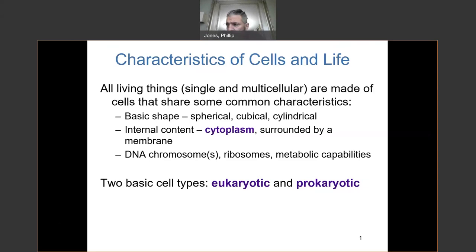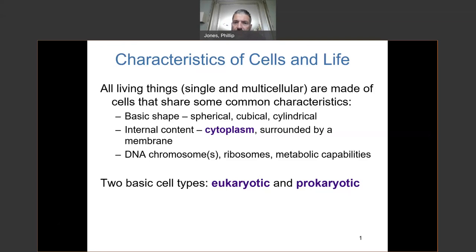So basic shape would be spherical, cubical, or cylindrical. And we'll be talking about shapes of a eukaryotic cell, or shapes of a prokaryotic cell. In lab, for one of your homeworks, there was stuff on bacterial shape, whether it's cocci, diplococci, spiral, tetrad, or whatever.